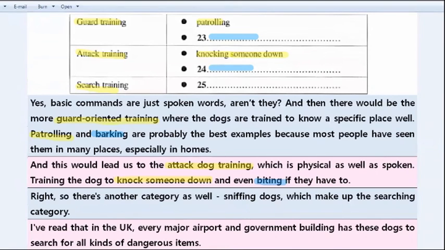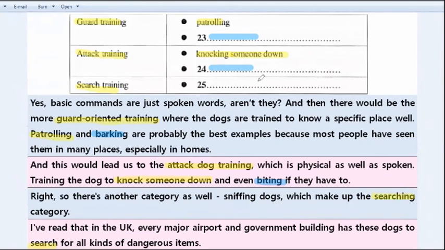Going into number 25, we see that this one's going to be a little bit more difficult. We don't have that second keyword. We just have the one keyword to listen for, which is search training. And we see searching here. But you may be a little confused because after this, there is no ing verb that's really given. We have search for all kinds of dangerous items, but search as the answer is quite strange.